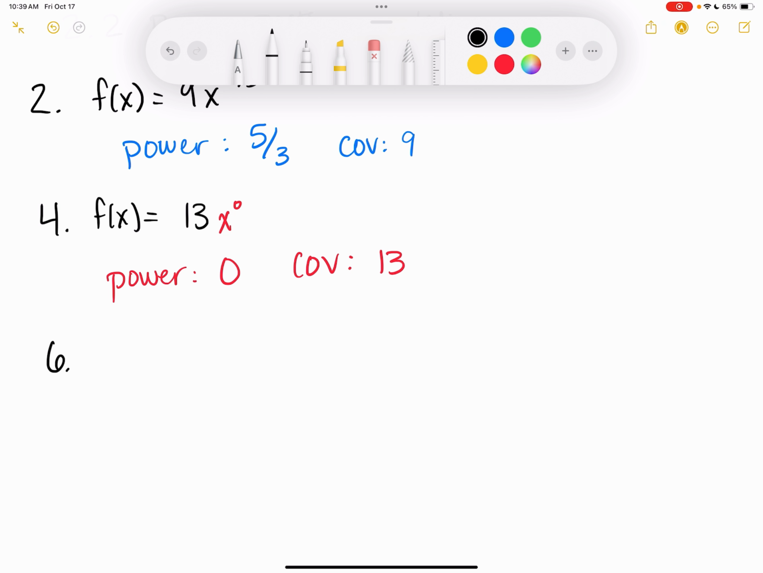Number 6. KE of v is equal to 1/2 k v to the 5th. So this is where it's important that they told us that c, g, k, and pi are constants. All right, is this a power function? Yeah. What's the power? 5. And what's the constant of variation? 1/2 k, because k is a constant as well.